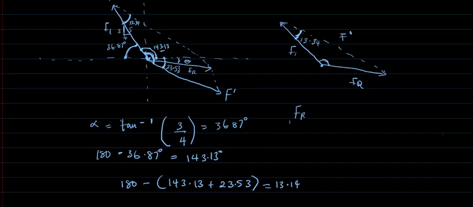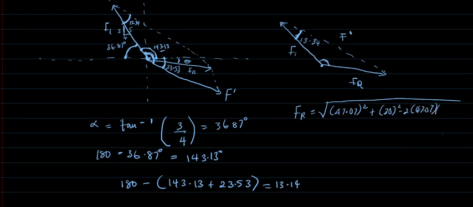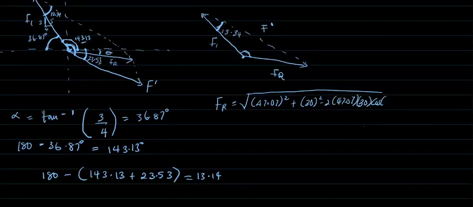You're going to simply use the cos rule to solve this out. That is, FR squared will be equal to the square of the sides. F bar is 47.07 squared plus F1 is 30 squared minus 2 times the sides times cos of the angle directly opposite to FR. If you type this in your calculator, you're going to get that FR is equal to 19.2 Newton.